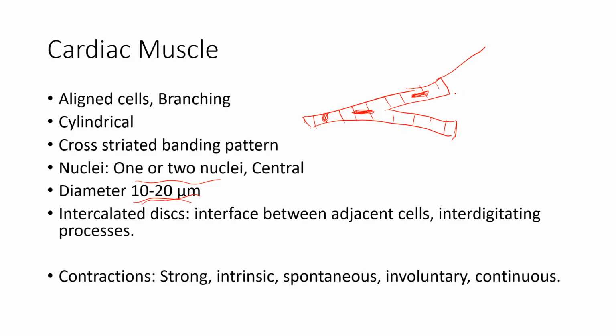In between the muscle cells, so this is another cell, you find intercalated discs. They are joined together by a special disc area. These are called intercalated discs. They are interdigitating, like this. These muscles have strong, intrinsic, spontaneous, and involuntary contractions, and the contractions, of course, are continuous.